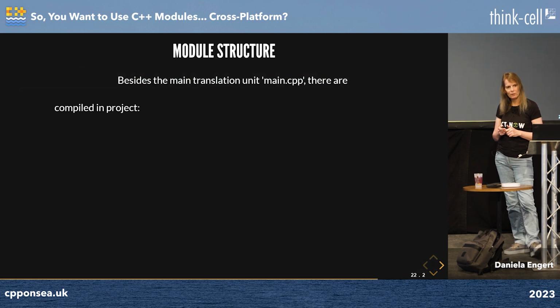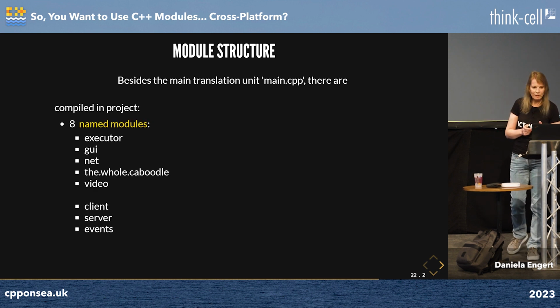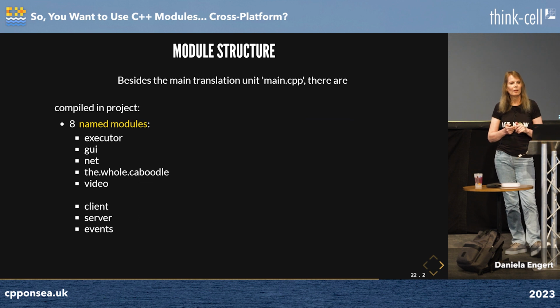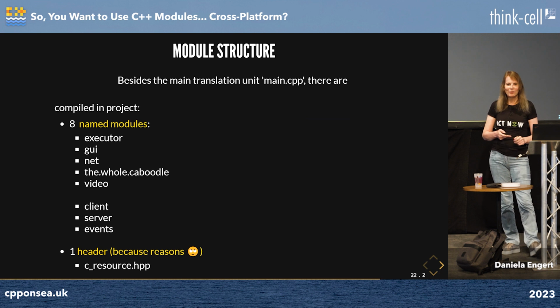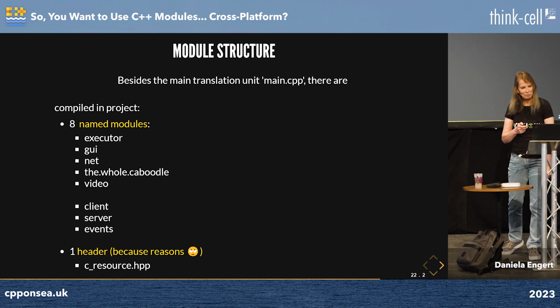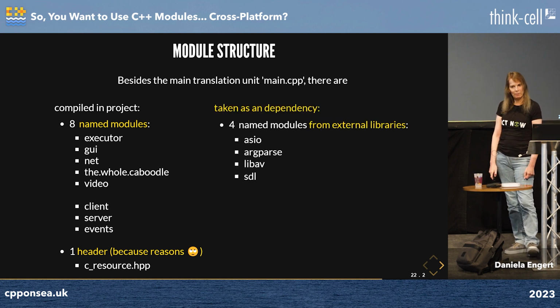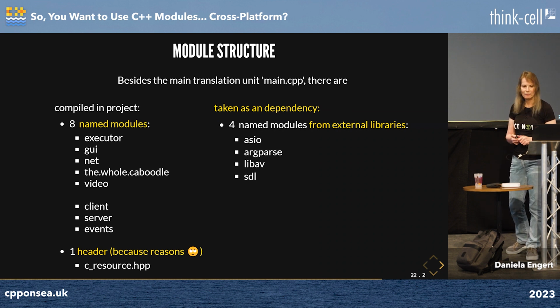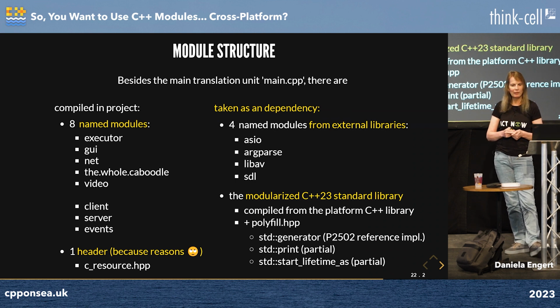And so the module structure after the discovery looks like this. The demo code has 8 named modules, 1 header that was a header unit last year, but CMake doesn't support header units, so I had to demote the header unit into just a header file. It has as dependencies 4 named modules from external libraries. And it uses the modularized C++23 standard library.